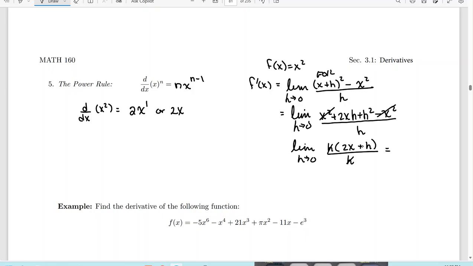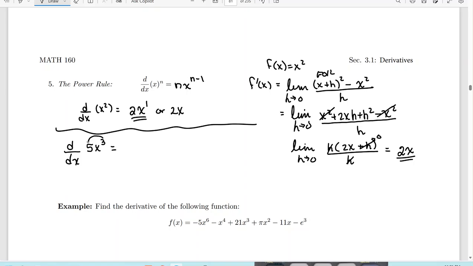So if I let h go to 0, my answer is 2x. Or I could do the power rule and get 2x that way. So with that in mind, if I take the derivative of 5x cubed, by the power rule, I pull the 3 down in front, multiply it times the 5 that's already there, and come up with 15x squared.